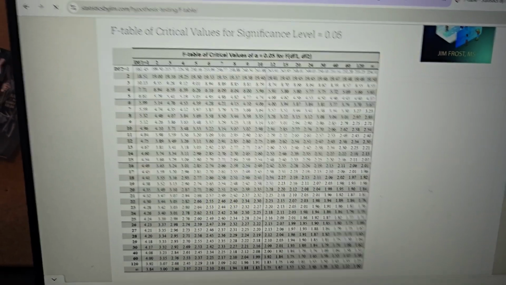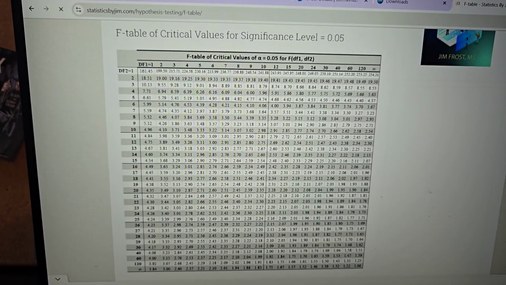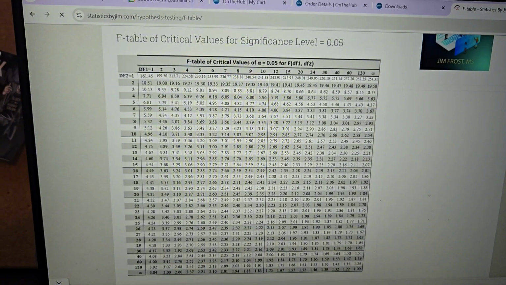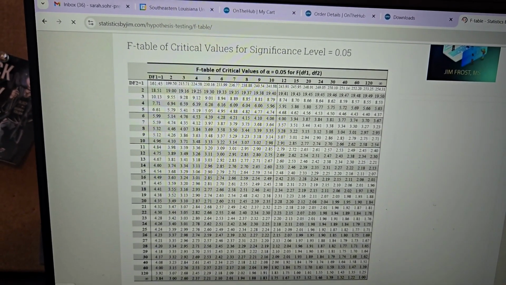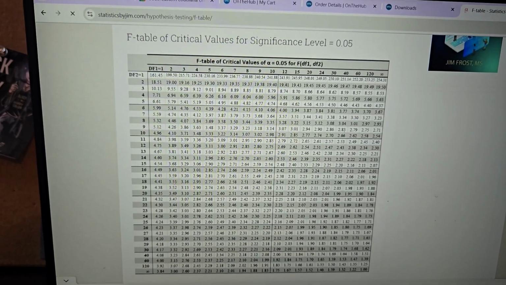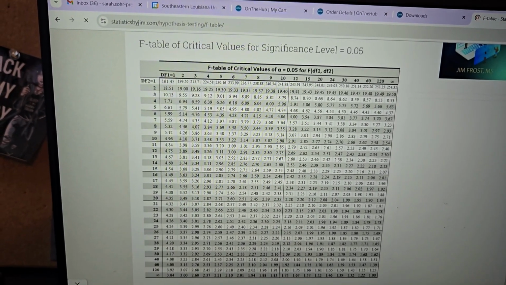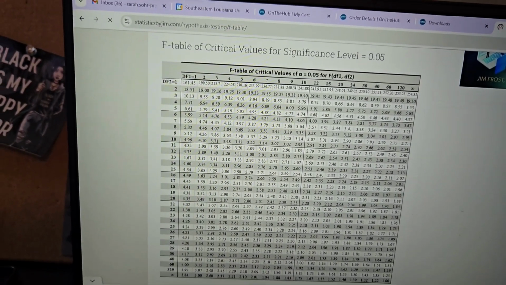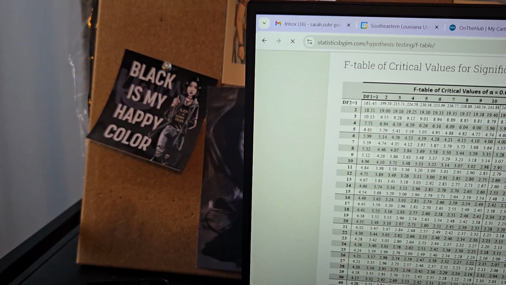All right, so there are various places you can get a critical F table. They're often in the back of statistics textbooks. This one is one that I got online. It's from a website by Statistics by Jim. And you have to be careful that you look at the F table for the correct alpha level. Typically in my class, we're using alpha level set to 0.05, meaning we want a less than 5% risk of making a type 1 error.